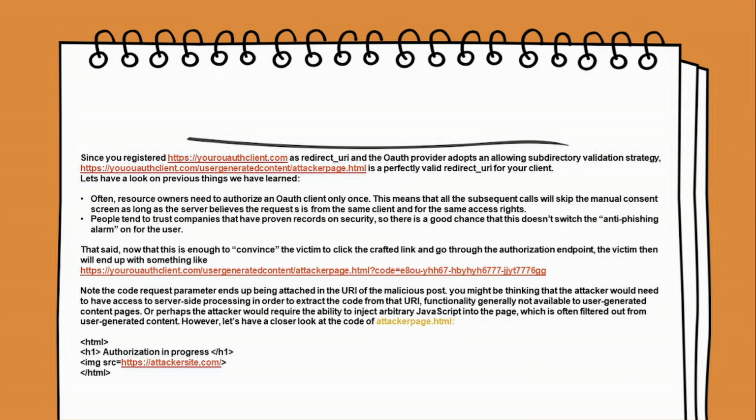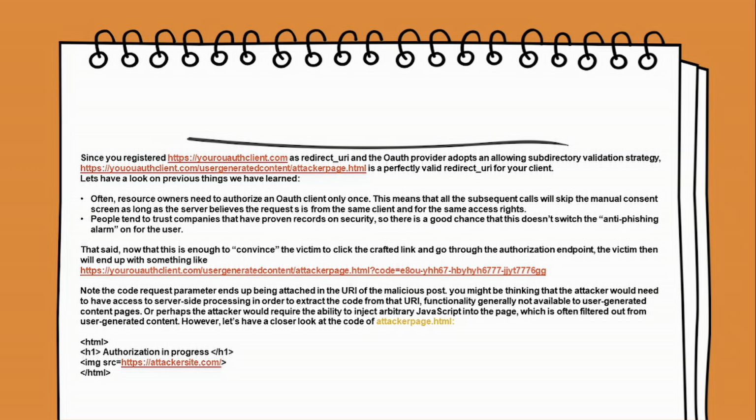Since you registered your-oauth-client.com as a redirect URI, and the OAuth provider adopts an allowing subdirectory validation strategy, this address is a perfectly valid redirect URI for your client. That is true, because you have that design at your authorization server, so it's going to allow it and send the authorization code to this address.